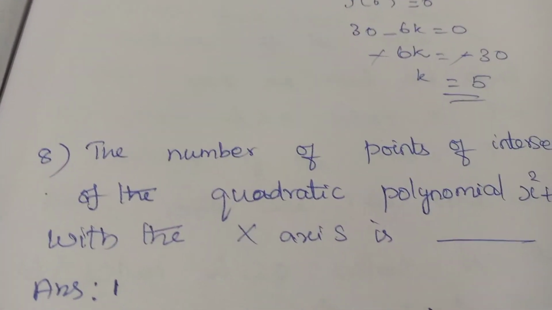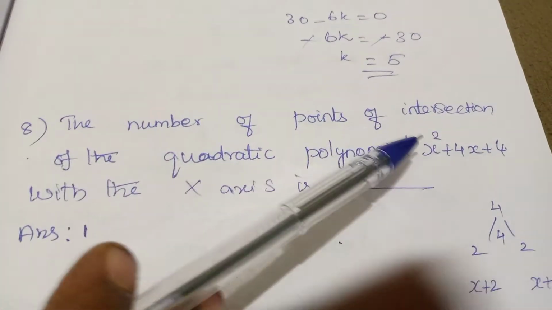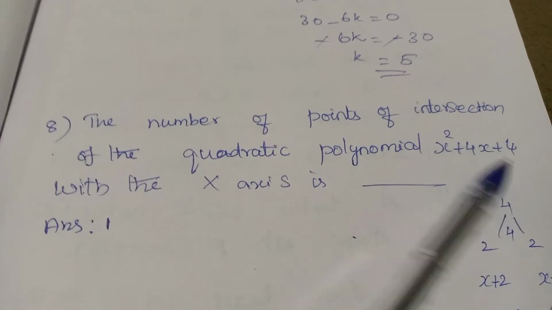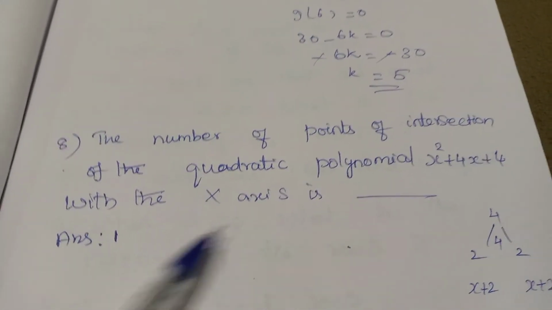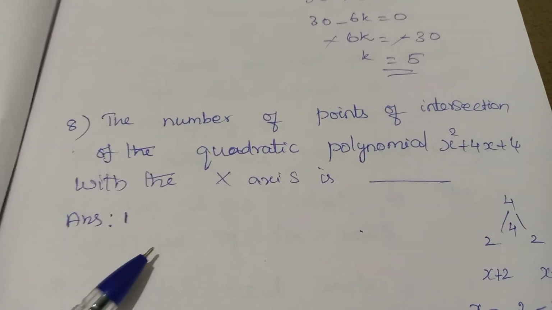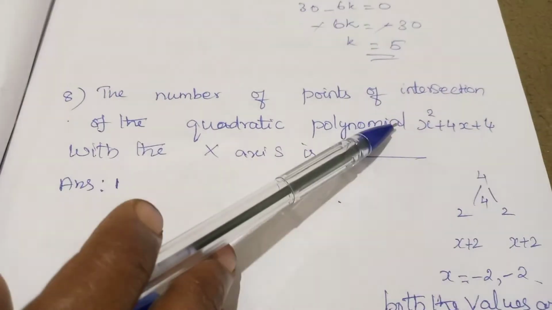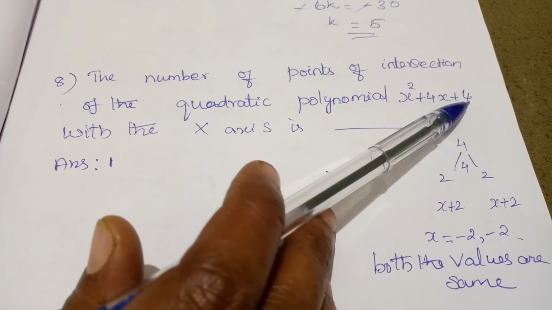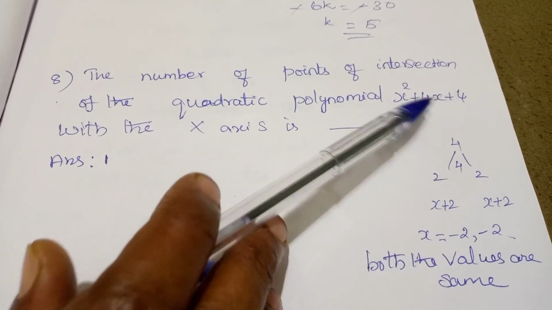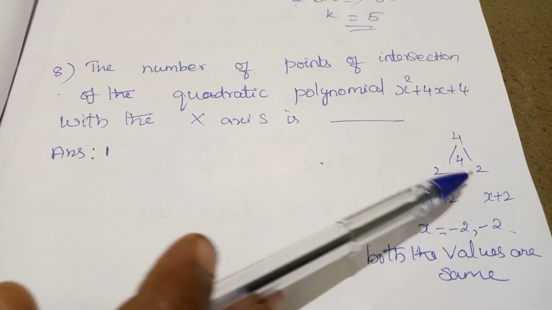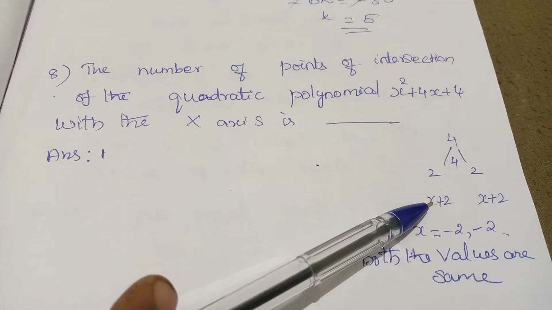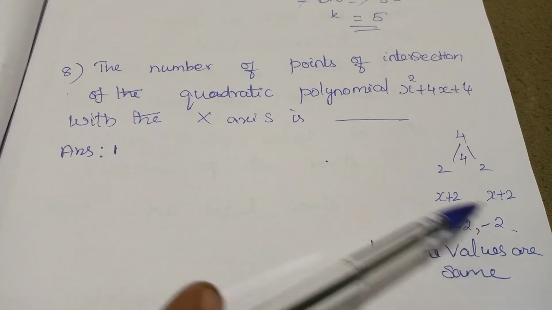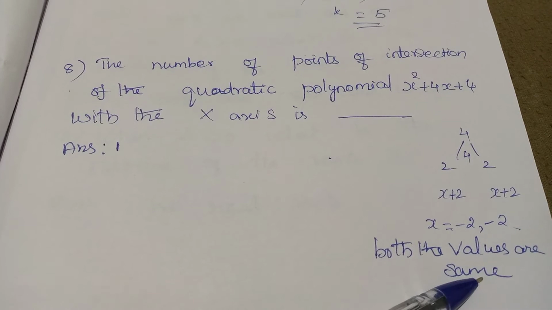Question number 8. The number of points of intersection of the quadratic polynomial x square plus 4x plus 4 with the x-axis is 1. How can we find out? Listen here. What is the given equation? x square plus 4x plus 4. We need to factorize. Multiplication number 4, addition number also 4, so the numbers are 2, 2. In factor form, it can be written as x plus 2 into x plus 2. So x is equal to minus 2, minus 2. Both values are the same, so the point of intersection is 1. Understood?